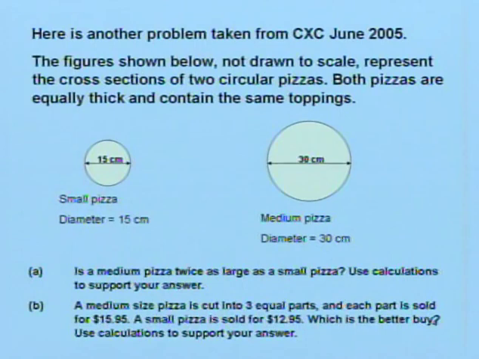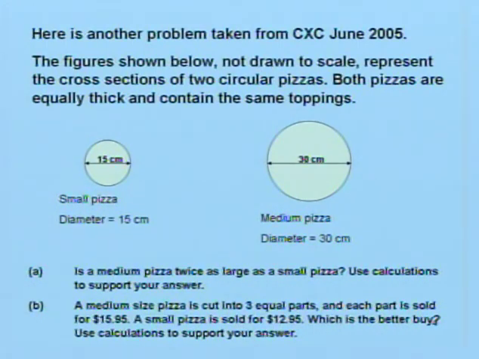Part A. Is the medium-sized pizza twice as large as a small-sized pizza? Use calculations to support your answer. Part B. A medium-sized pizza is cut into 3 equal parts, and each part is sold for $15.95.